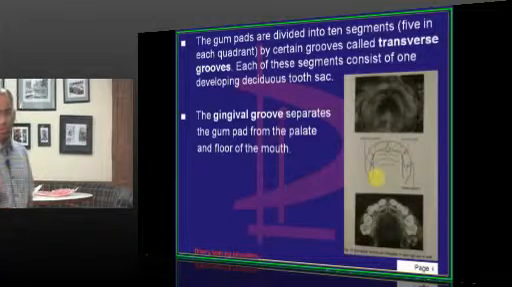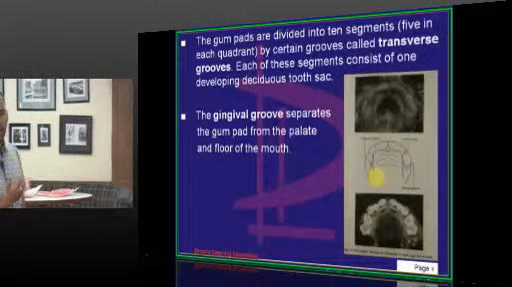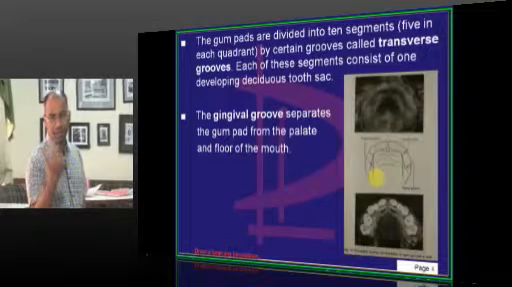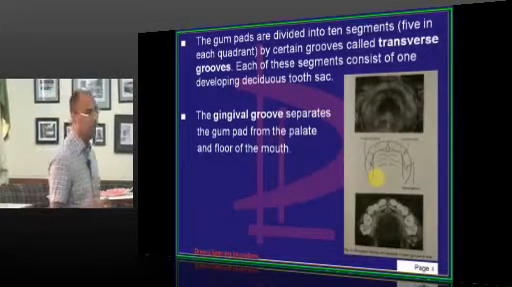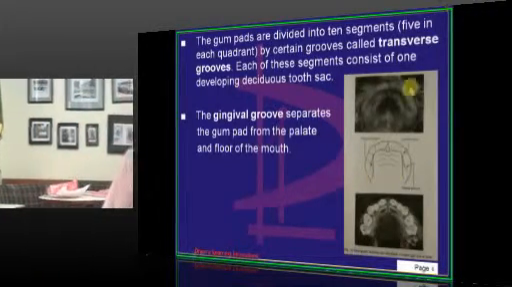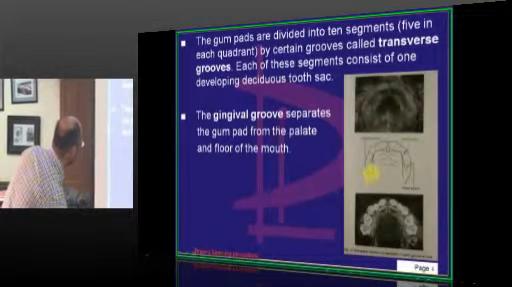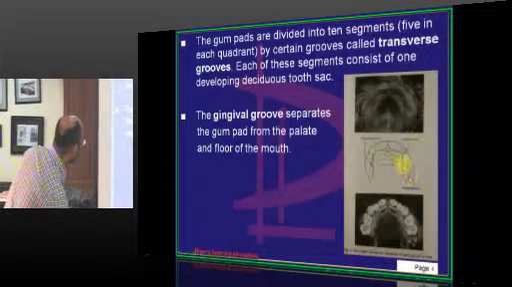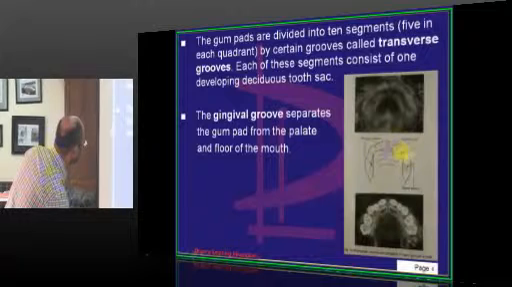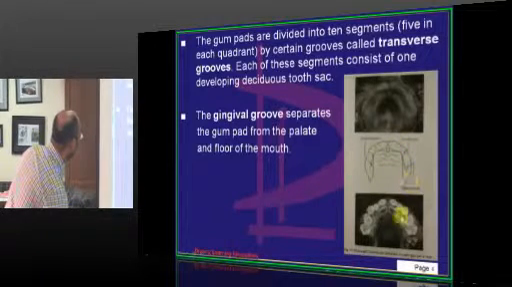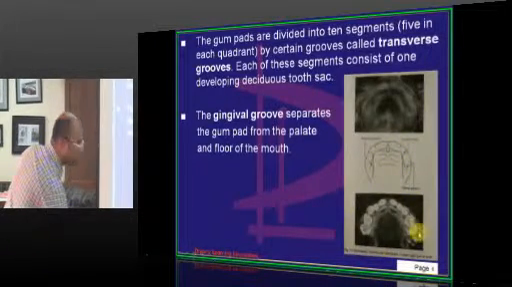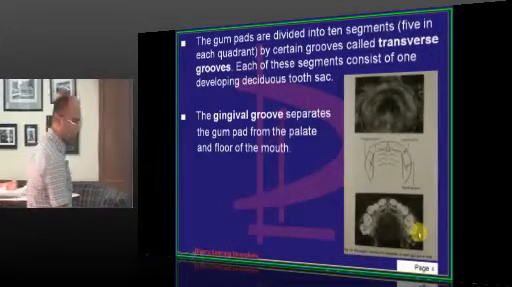The gingival groove demarcates the gum pads from the palate in the upper and the floor of the mouth in the lower. Okay. Now this is the gingival groove here, this is the dental groove, this is the lateral sulcus, and these are the various transverse grooves. And these are the 10 teeth buds in a radiograph.